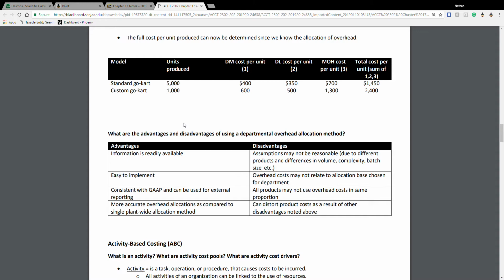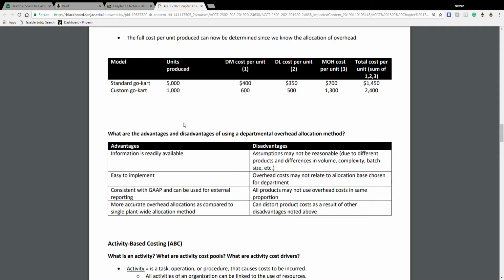So overhead costs may not relate to the allocation base chosen for the department. Sometimes we pick the wrong allocation base. For machinery, maybe we pick direct labor hours, and it throws everything off because people don't work that much. We don't have as much direct labor as we would machine hours, because that happens. We allocate the wrong base, and it throws off the cost.